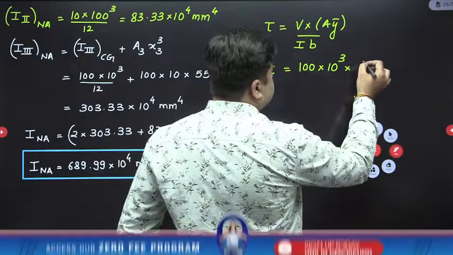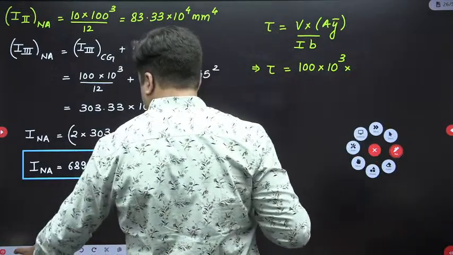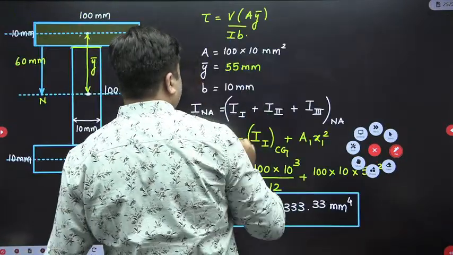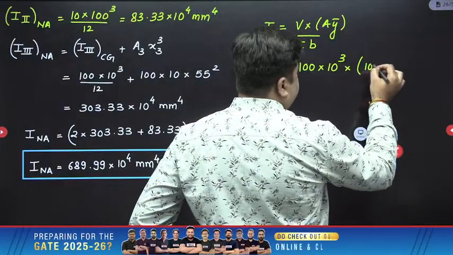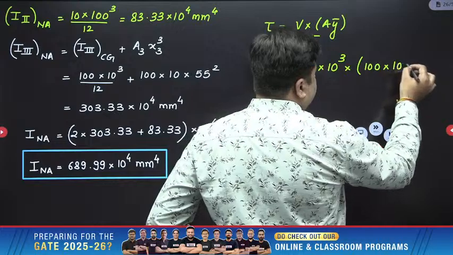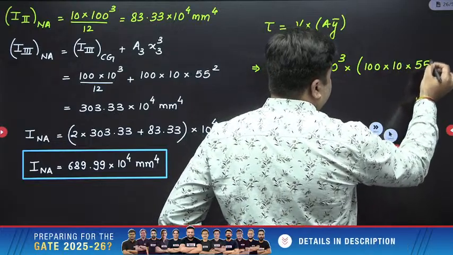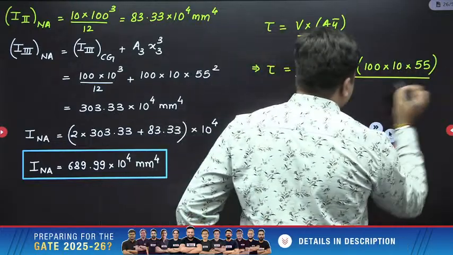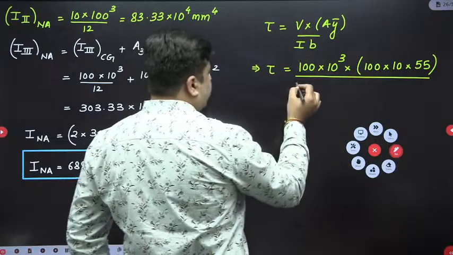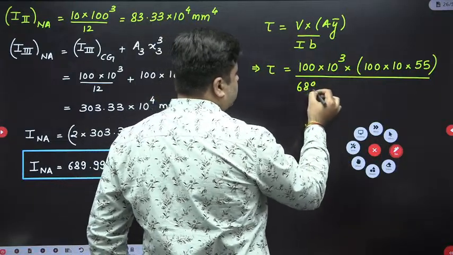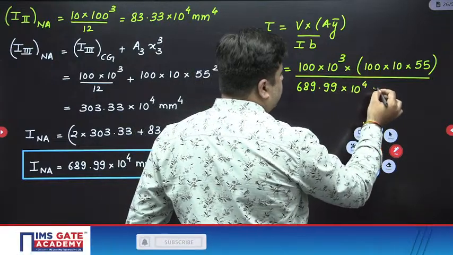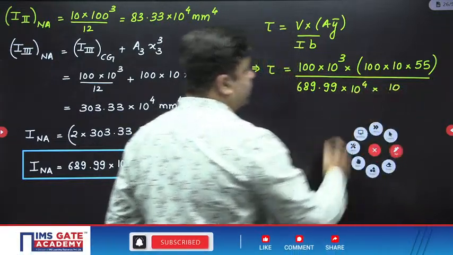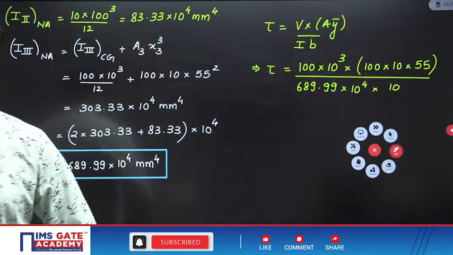A is, what is A? A you have calculated, it is 100 into 10, Y bar is 55. So 100 into 10 into 55. Moment of inertia is 689.99 into 10 raised to the power 4 and B is 10. Get me the value of stress, it will come out in Newton per mm square.